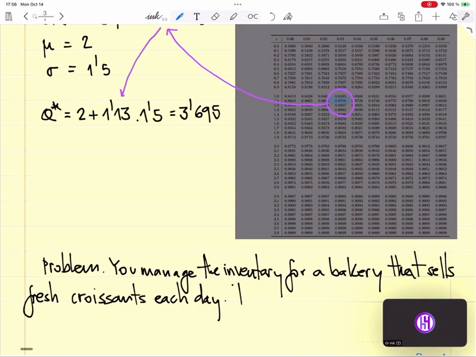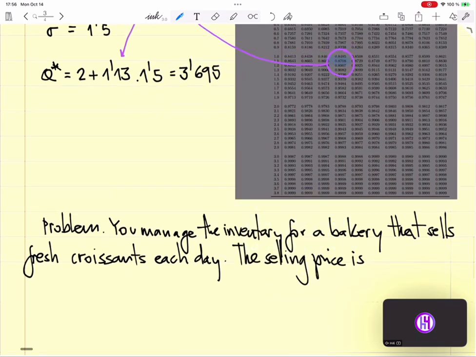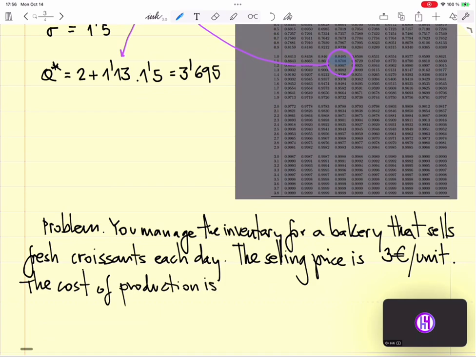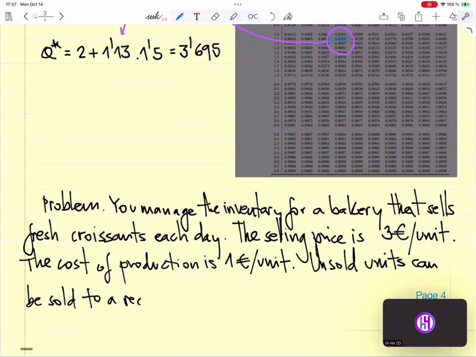So the selling price is €3 per unit. The cost of production is €1 per unit. Okay? Unsold units, croissants, can be sold to a recycler for €0.20 each unit. Okay?